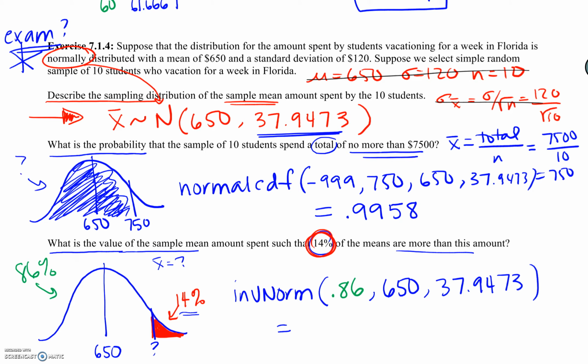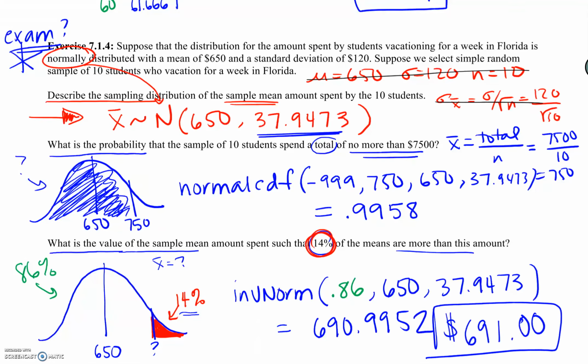Looks like we get 690.9952, which you might as well write out with its units, $690. Oh, if I wanted to round this so that it has a reasonable amount of sense, I had to round it up. So we'd expect a sample mean of 691 if we were going to get 14% more than that. So this is our true answer.